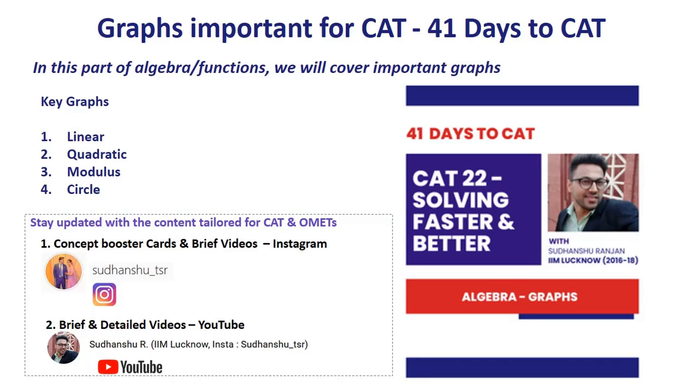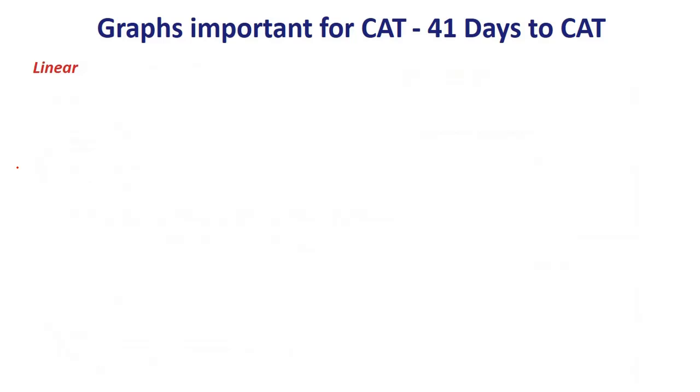In this part we are talking about graphs important for CAT and we'll also see a few applications in some of the CAT questions. We'll only see the graphs that are relevant, for example linear, quadratic, modulus and circle, out of which quadratic and modulus are the most frequent and the ones that are being used the most in CAT exams. So let's begin with the topic and let's understand it with linear.